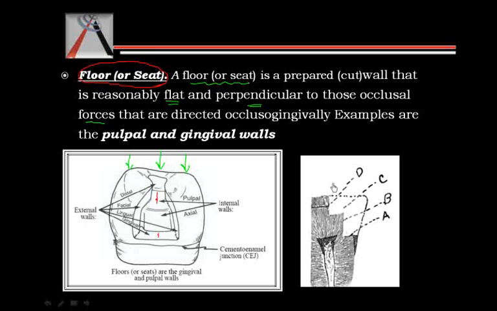We can notice in here this is the direction of the occlusal forces, and these are the walls which are perpendicular to the occlusal forces and can bear the occlusal forces. So these are called floor or seat.